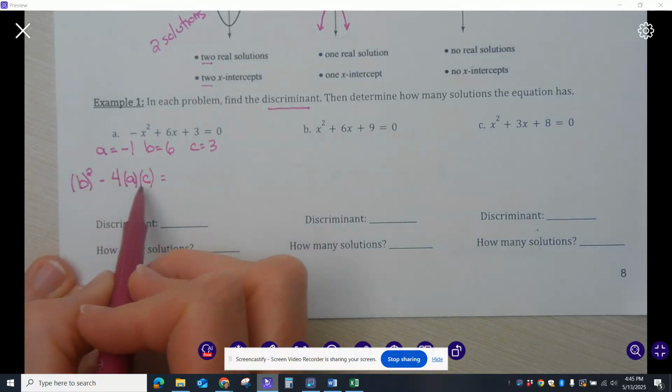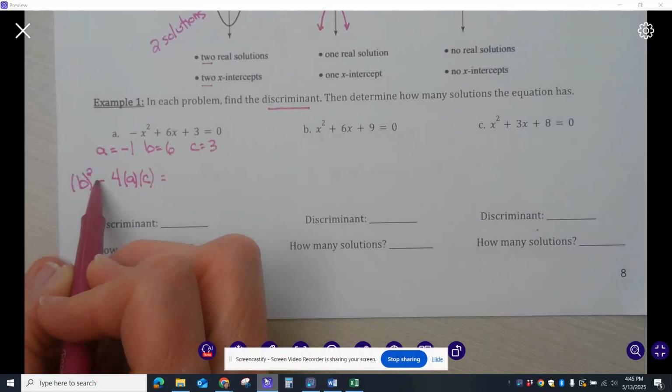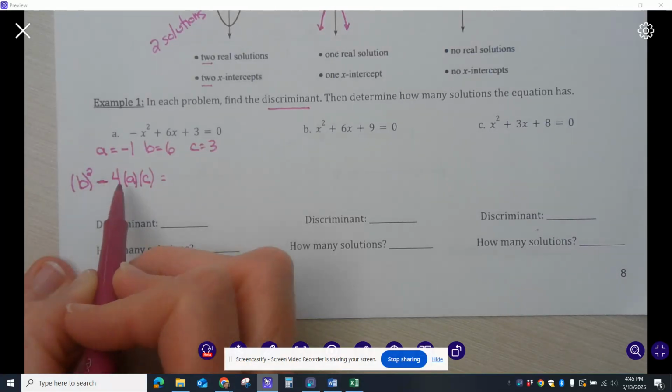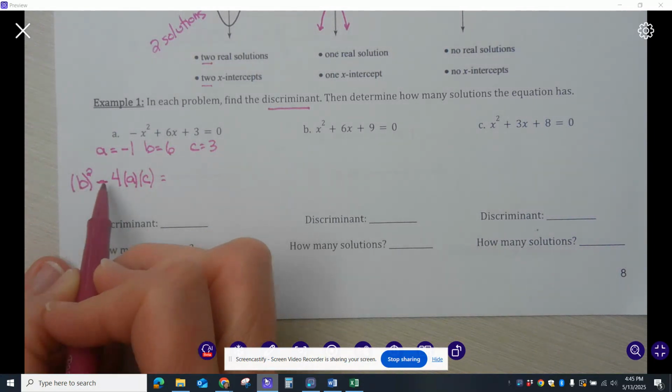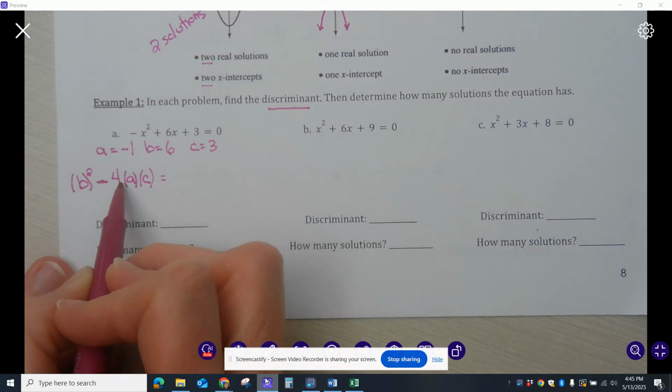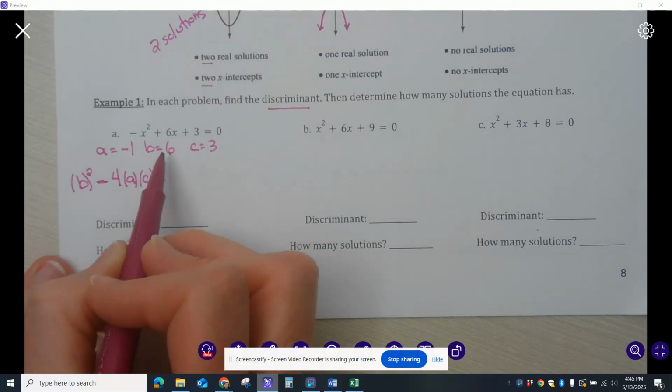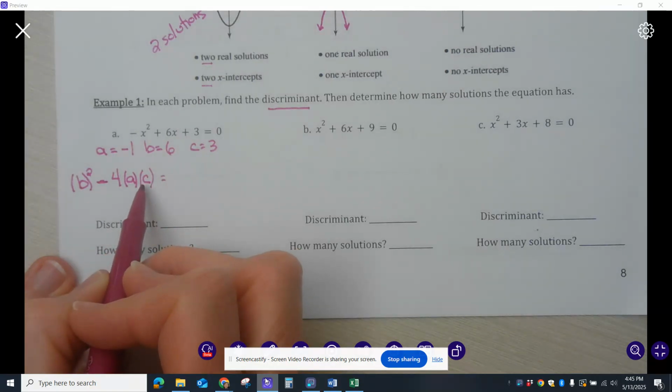Now, we want to take our equation, b squared minus 4ac, and we want to substitute 6 for b. We're going to copy the minus 4, then we're going to do parenthesis, substitute negative 1 for a, close the parenthesis, another parenthesis, then we're going to put a 6 for C.